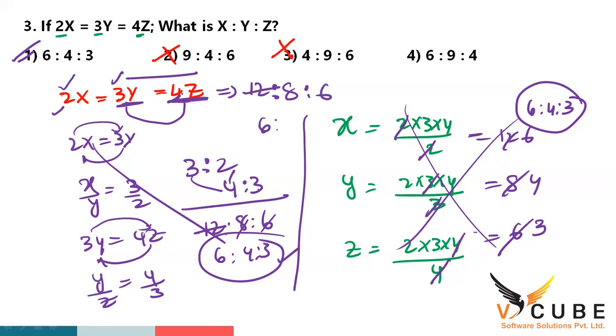Let me calculate. So 2 6s, 2 4s and 2 3s. The final answer is 6 is to 4 is to 3.